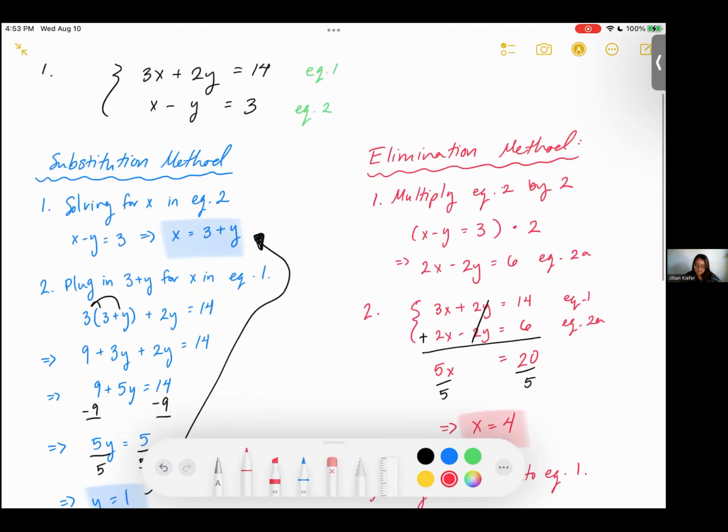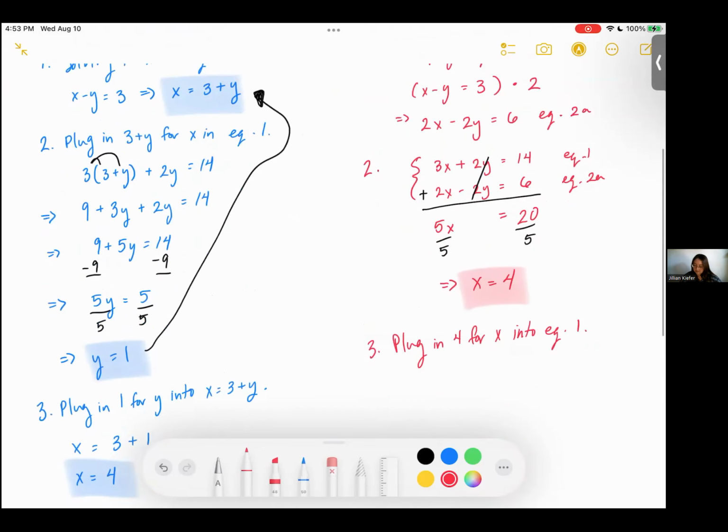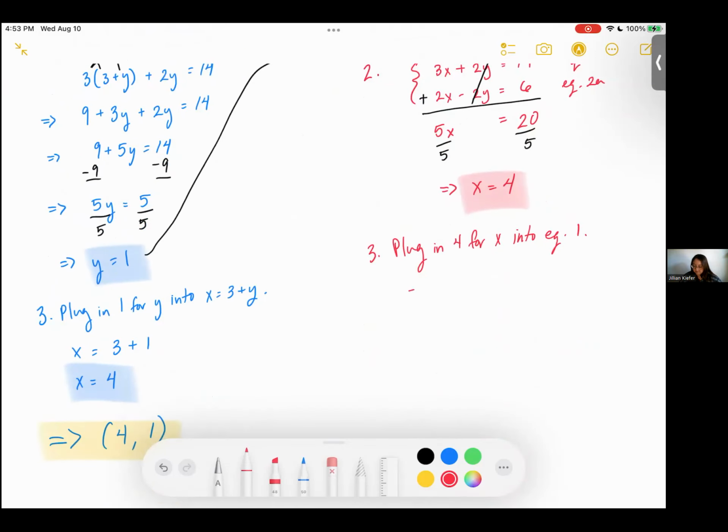We said equation 1 was 3x plus 2y is equal to 14. So if we plug this in, that means we'd have 3 times 4 plus 2y is equal to 14. So we can go ahead and simplify. 3 times 4 is going to be 12. So we have 12 plus 2y is equal to 14.